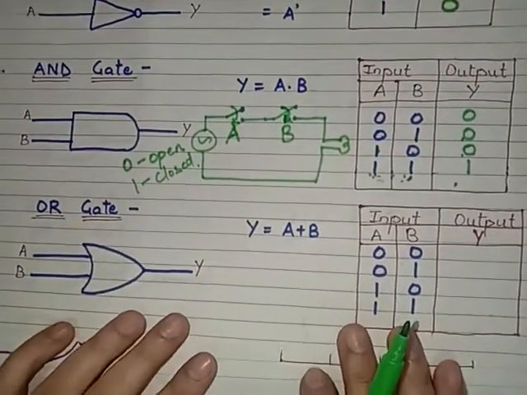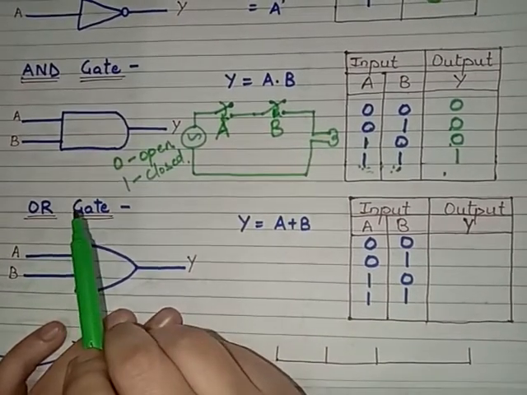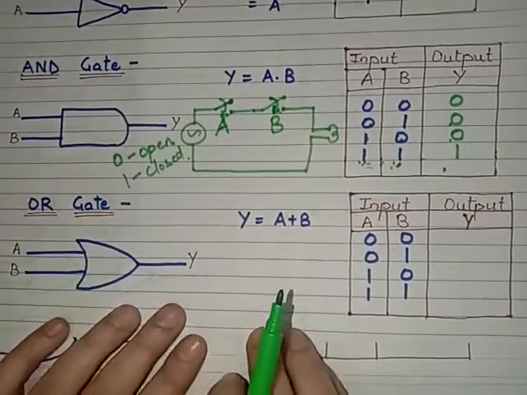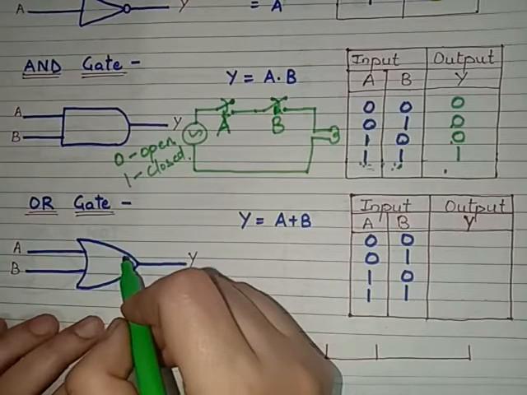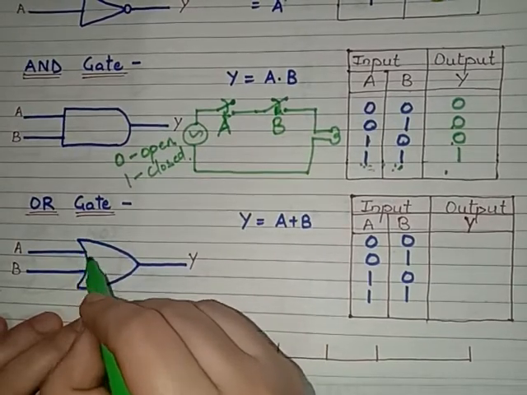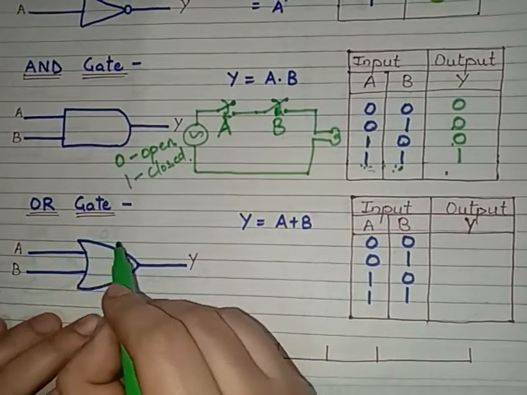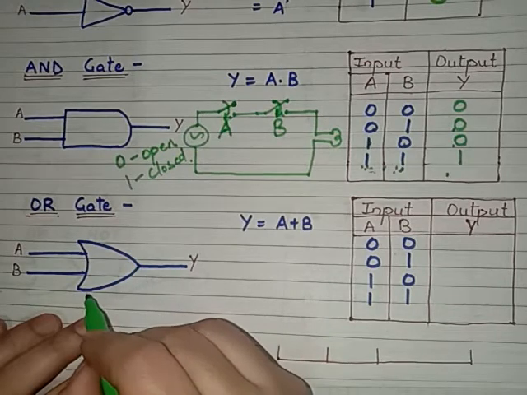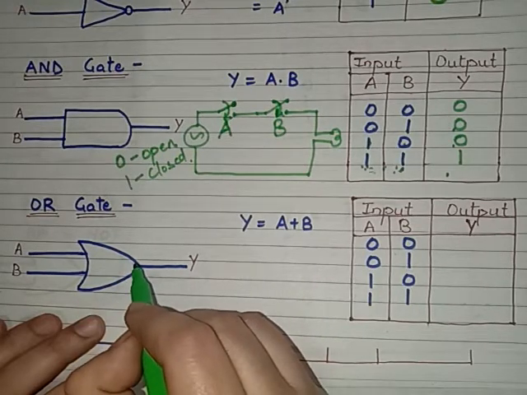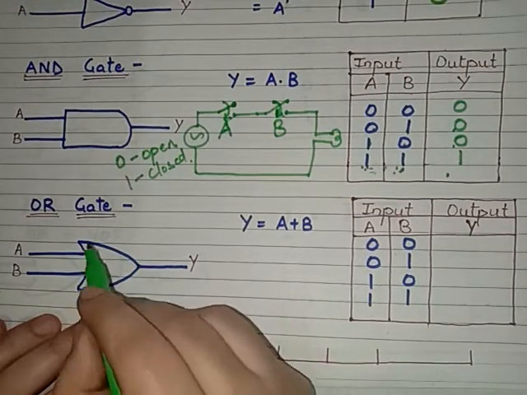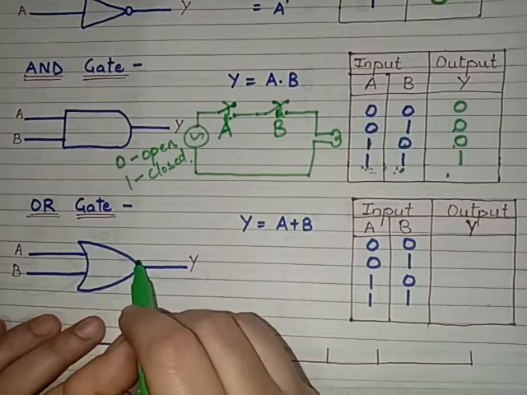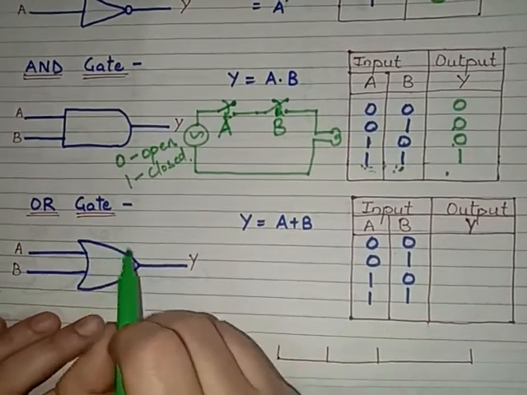So coming to the next gate, that is an OR gate. For designing its symbol, we have to make a curve like this, then one more curve, and here too one more curve. You have to make it in this way only, three curves joined like this. And this is the symbol for the OR gate.